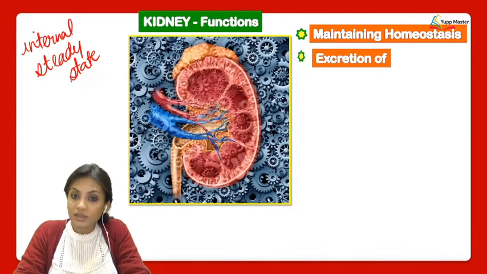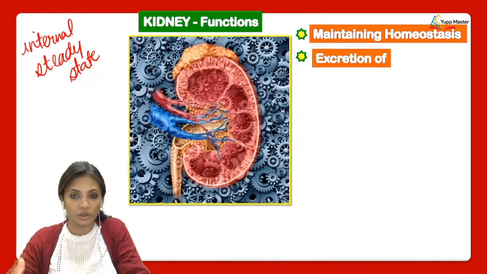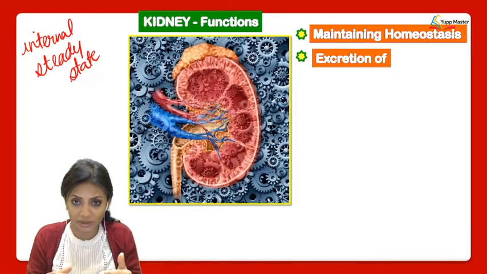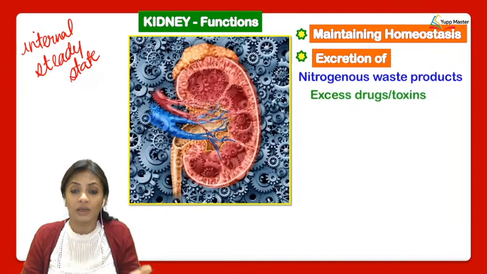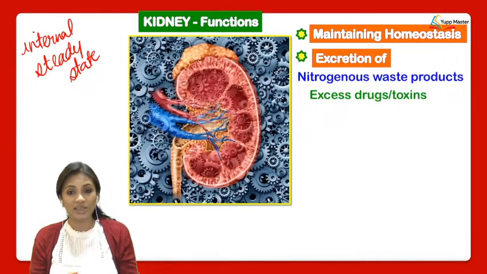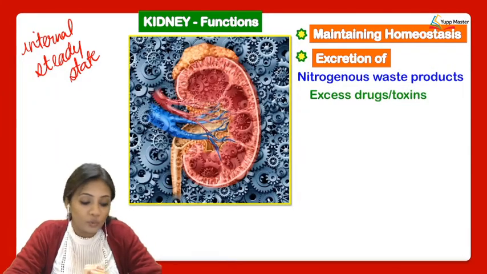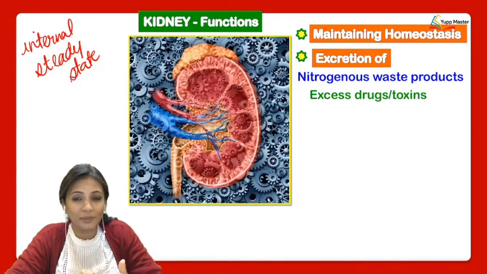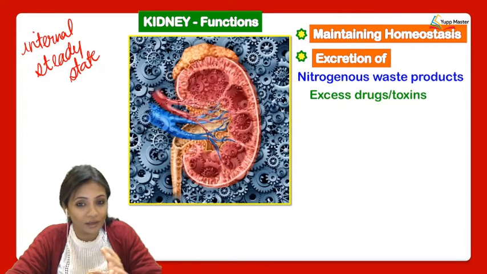All right. Also, kidneys help in excretion. What do you mean by the word excretion? Excretion basically means to throw out something. And throwing out what? Throwing out nitrogenous waste products. Tell me, which are the nitrogenous waste products that you know? Yes, any inputs from your end? Which are the nitrogenous waste products that you are aware of?